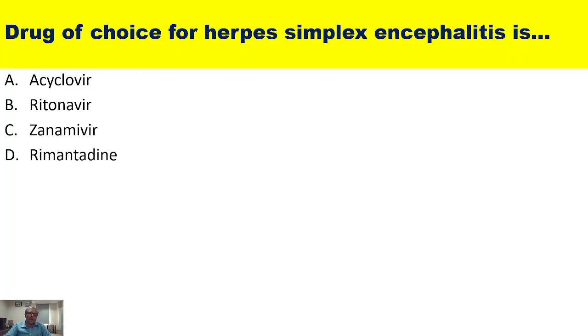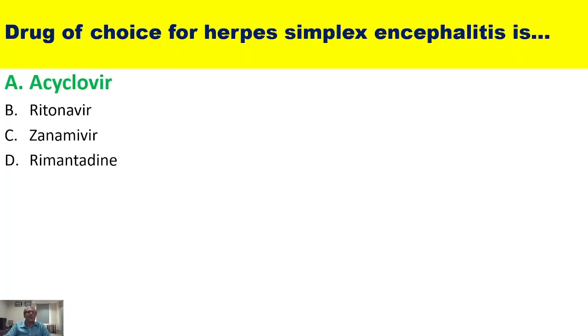Drug of choice for herpes simplex encephalitis is... so the answer is an antiviral drug. Here the options are acyclovir, ritonavir, zanamivir and rimantadine. And here it is very easy because acyclovir is the drug of choice in case of herpes simplex encephalitis. Other options are incorrect.